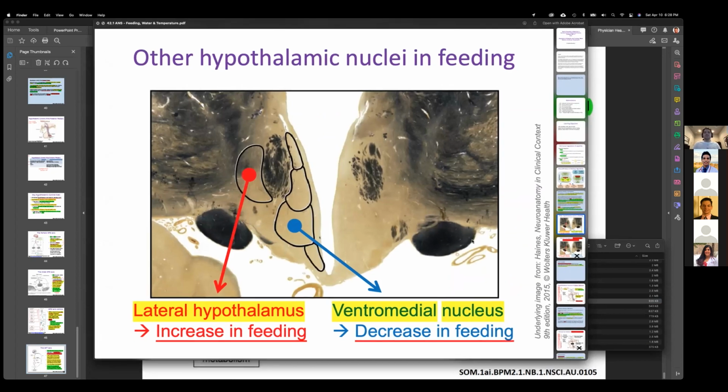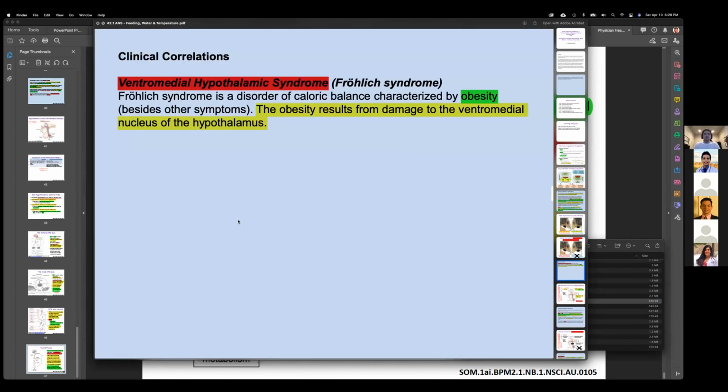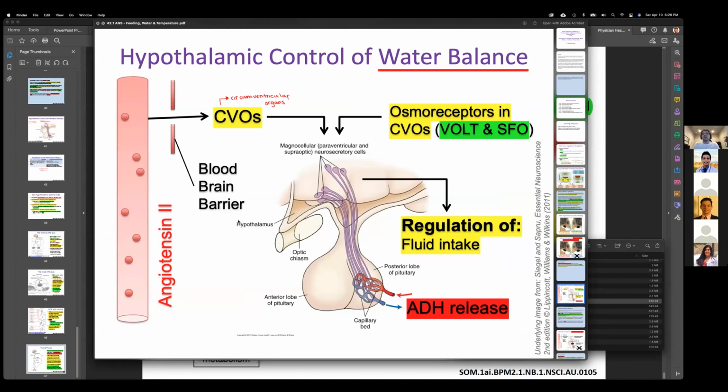So when it comes to feeding, decrease in feeding is going to be more of the medial, whereas increase in feeding is lateral. If you think of the medial aspect, decrease in feeding is skinnier, fatter would be on the outside, increase in feeding. So you could think of it that way. If there's some sort of lesion, it could lead to obesity, right? Medial, skinny, lesion there; lateral, big, lead to obesity. So that's a good one.